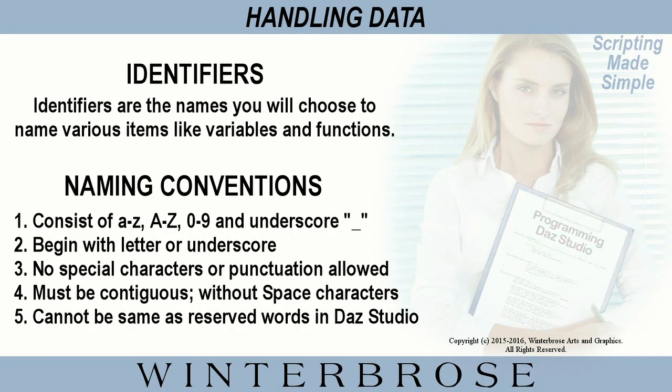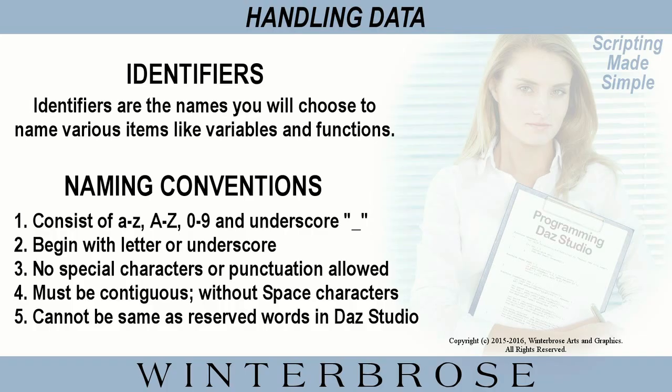We're going to explain to you what identifiers are. Basically, they're the names that you're going to choose for items that you create within your code, like variables, constants, or function names. There are, however, some naming conventions that you got to stick to. Whatever identifier name you want to create has to have the alphabet small letters A to Z and capital letters A to Z. It can't consist of other characters except maybe the numbers 0 to 9 and the underscore.